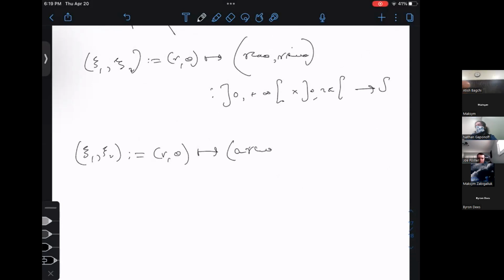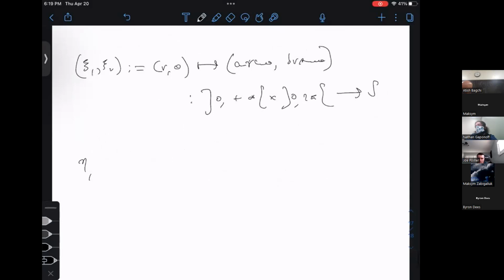AR cosine theta, BR sine theta, from 0 to plus infinity cross 0 to 2 pi to S. And eta 1, eta 2, oh no, not epsilon 1, sorry. Why did I write epsilon? Should have written eta. Isn't that in the note? Yes. It's not eta, it's epsilon.